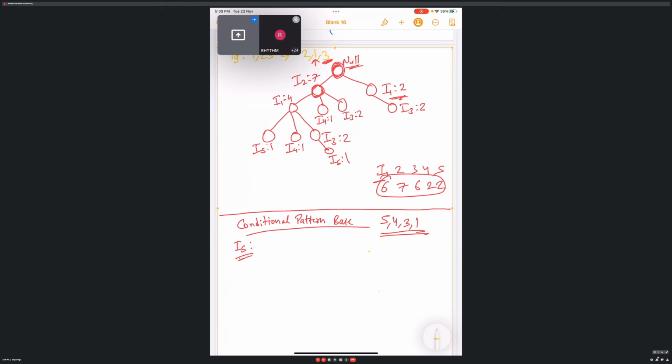Okay, so I5, one is here and another one is here. Whenever we write the conditional pattern base, we will not consider that particular item. For example, to reach I5, one path is from null: I2, I1, and I5. We don't have to include I5, so I will simply say I2, I1, and their support will be similar to this. I1 was having 1, so this will also have 1. What is the other occurrence? This one. How will we reach here? I2, I1, I3, and then I5 was there. What is the support here? 1, so it will be 1.